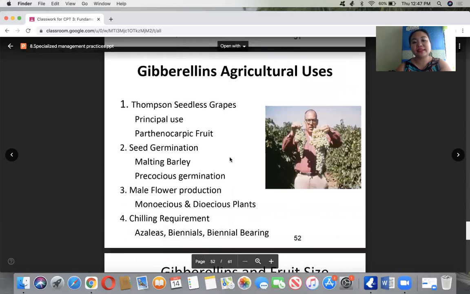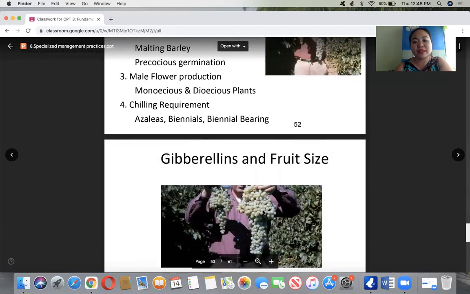So next is the gibberellins, which are used in agriculture for seedless grapes, known as Thompson, and also for parthenocarpic fruit, without seeds. So also for seed germination in malting barley and precocious germination, and male flower production of monoecious and dioecious plants. So gibberellins are for male flower production. Chilling requirement for azaleas, biennials, and biennial bearing.